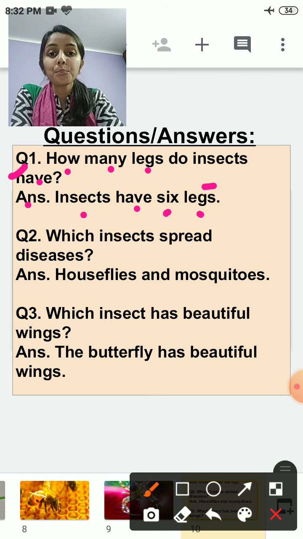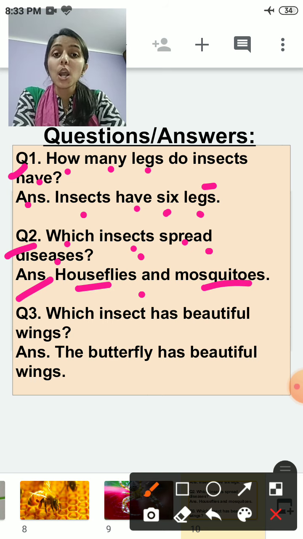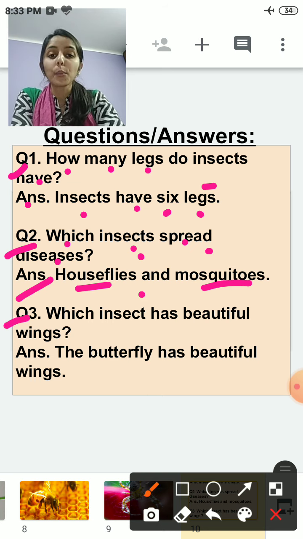Now, second question. Which insects spread diseases? Answer is, houseflies and mosquitoes.